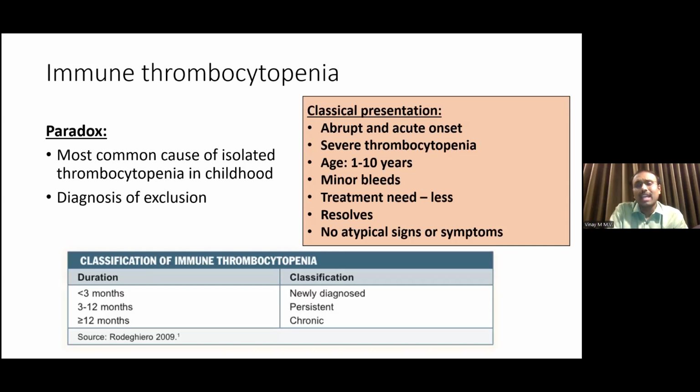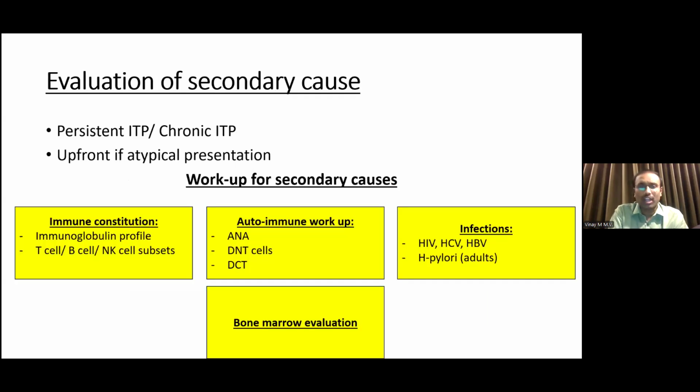We know how we classify ITP: newly diagnosed, persistent, and chronic. So when do we evaluate for secondary causes of ITP? Whenever the child has persistent or chronic ITP, or there are some atypical presentations upfront. So what is the usual workup that we do for secondary causes? We do an immune constitution workup where we send immunoglobulin profile, TBNK subsets. We do some autoimmune workup like ANA profile, sometimes double negative T cells for ALPS, and DCT. And viral workup as well, wherein sometimes viral infections can cause smoldering thrombocytopenia, and bone marrow evaluation.